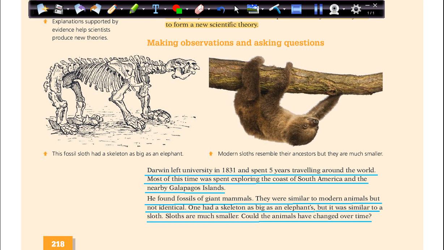When he left the university, he spent 5 years traveling along the coast, and he found fossils of mammals. He found a big one, similar to an elephant in the skeleton's size, but it was similar to the sloth in shape. But the sloth is smaller, because this skeleton that he found is as big as an elephant skeleton. So he was asking himself, could these animals change their shape and their characteristics over time or not?